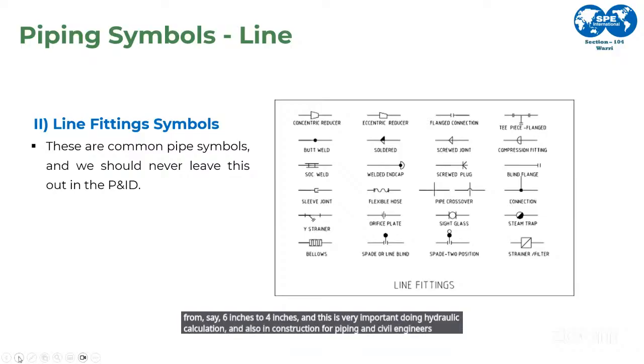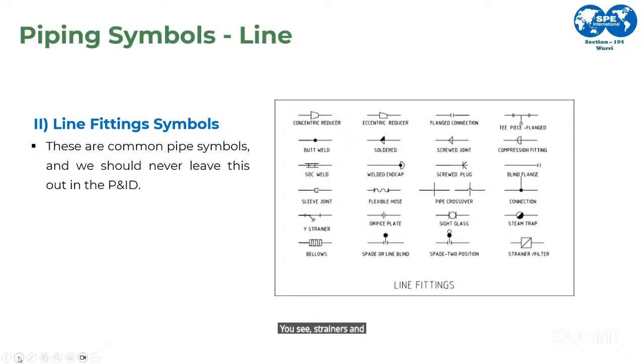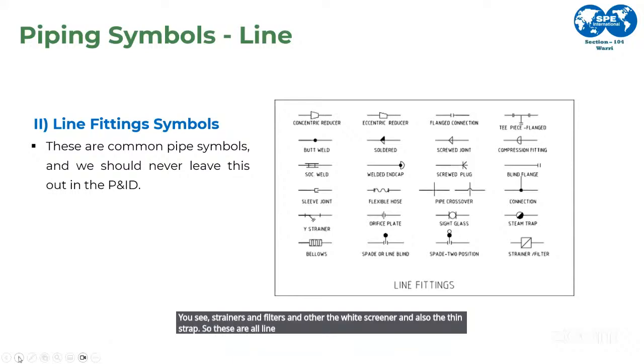So also you see spades, you see spectacle blinds, you see strainers and filters, and other strainers, and also the steam trap. So these are all line fittings you're able to see on a legend sheet or also on a P&ID.